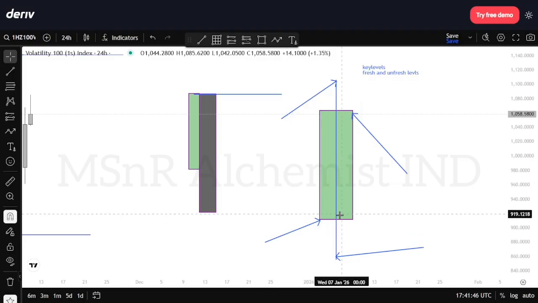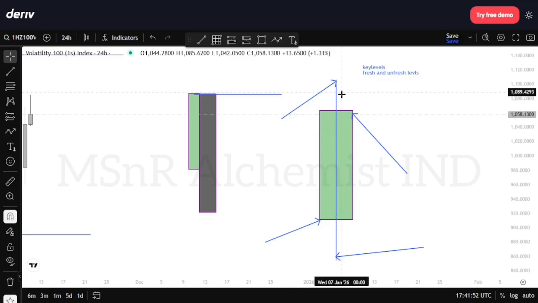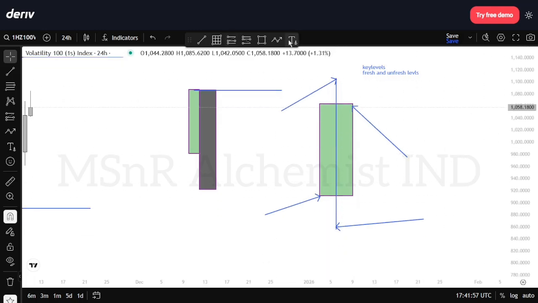So first, a green candle. If a green candle is forming, it will open here, make a low, then create a high, then it will close here. So in a line chart, it will look like this.